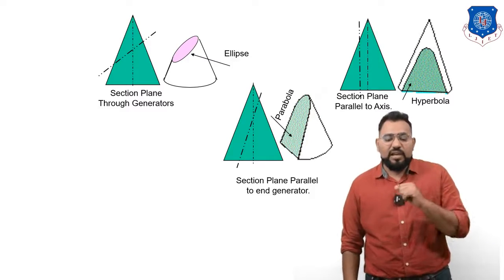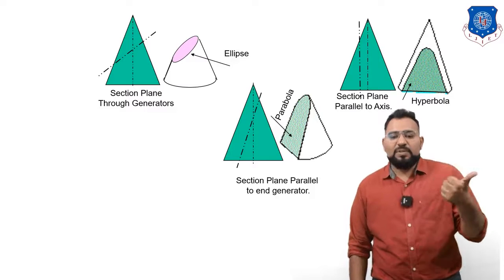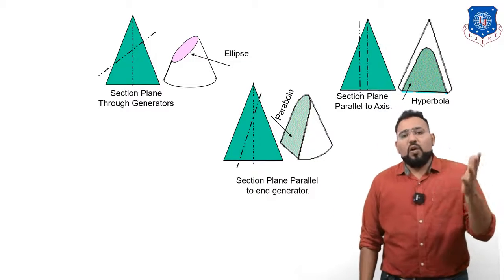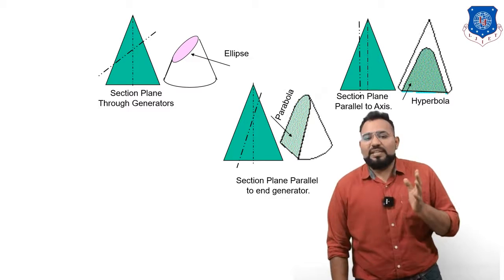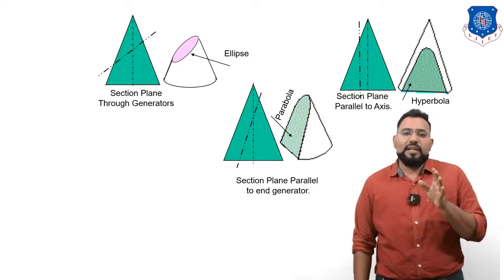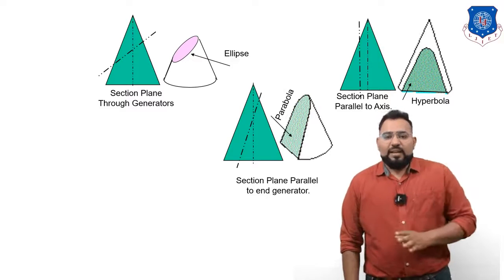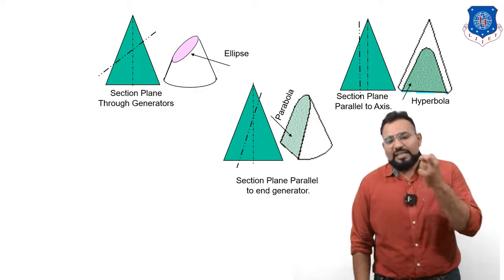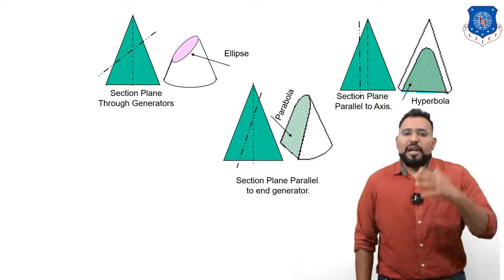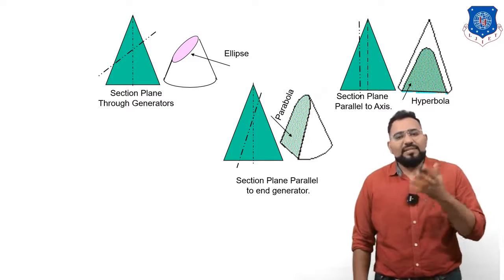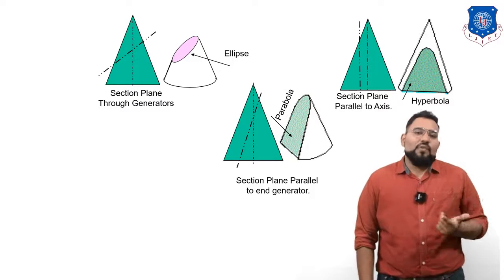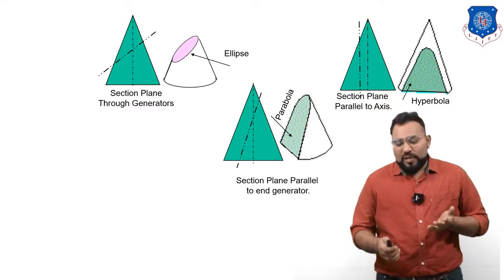So as you have seen, you have derived three geometries, ellipse, parabola, and hyperbola, from the cone by cutting the cone at various positions. This is how you can derive the ellipse, parabola, and hyperbola by cutting the cone with a section plane. Since we get these shapes from the cone, the ellipse, parabola, and hyperbola are known as conic sections. Now you understand why they are known as conic sections.